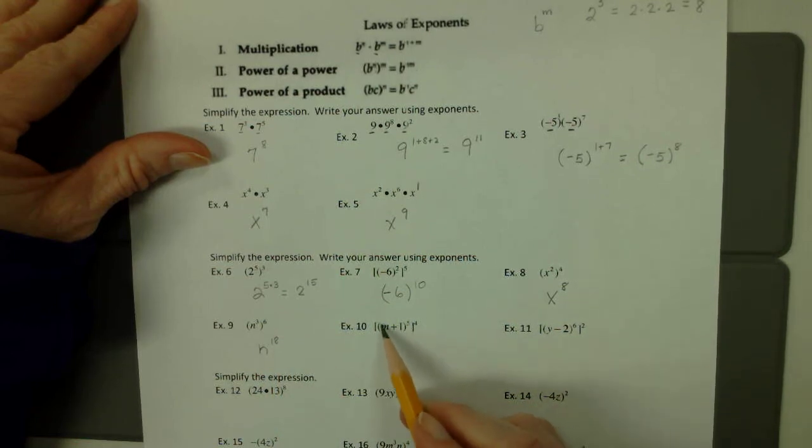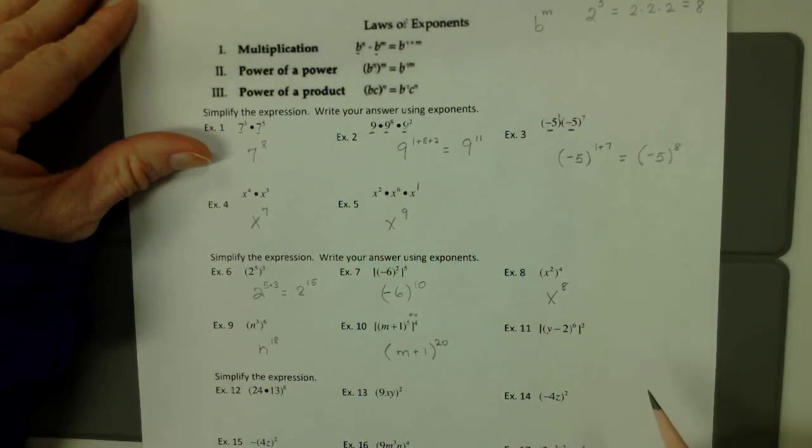Okay, this you have a sum inside, but it's raised to a power. All of this is raised to the 5th power, and then it's raised to the 4th power. So the only thing we can do is apply our rule for these exponents. So we're going to leave m plus 1 in parentheses. 5 times 4 is 20. That's that sum to the 20th power. Can't do anything else with that.